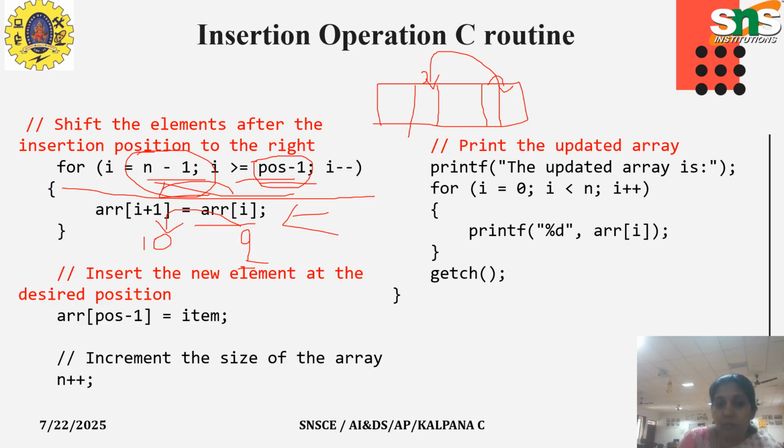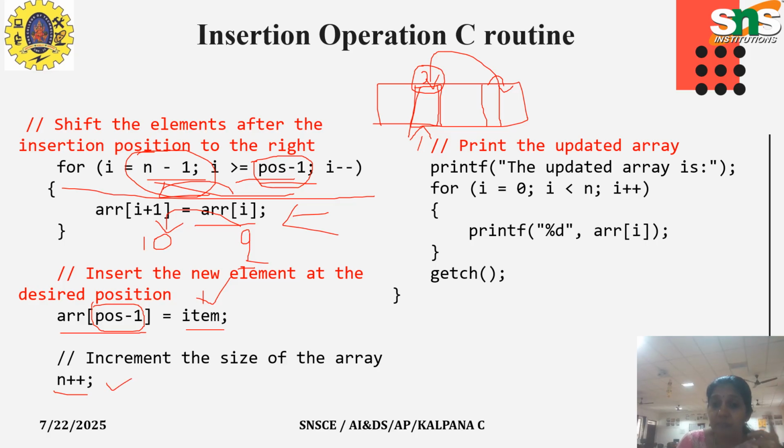And once all the shifting process is done, we have just created a new empty space once the statement is executed. So in this empty space, I am going to insert the new value. So for that, array of position minus 1 is equal to item. This position minus 1 is nothing but 2 here, index 2. At array index 2, I am going to insert the new value. And then I am going to increment the n. N is nothing but the size, the count of the array. So I am incrementing n plus plus because I am adding a new element.